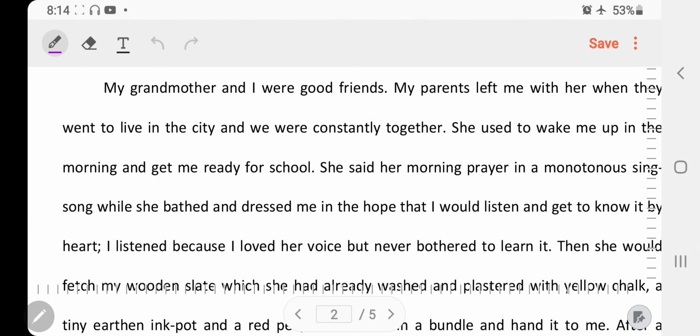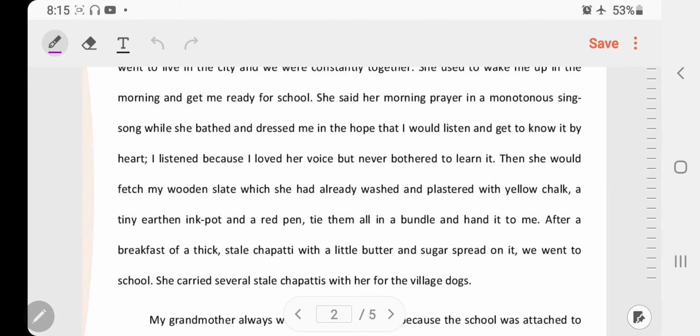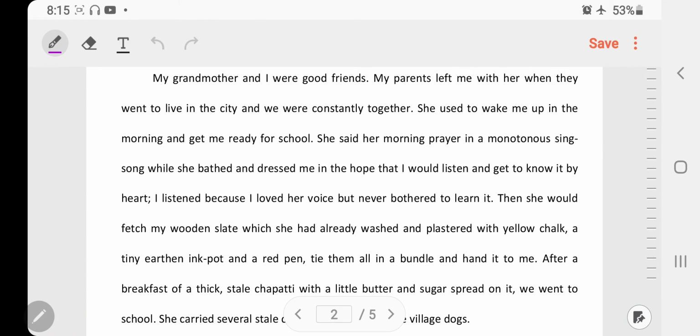Now there is another move, and here in this paragraph we will be able to find out what is the proximity, how is the relation between grandma and this author, Khushwant Singh. My grandmother and I were good friends. My parents left me with her when they went to live in the city, and we were constantly together. So what happened? Khushwant Singh's parents went into the city, and they left this child with grandma.